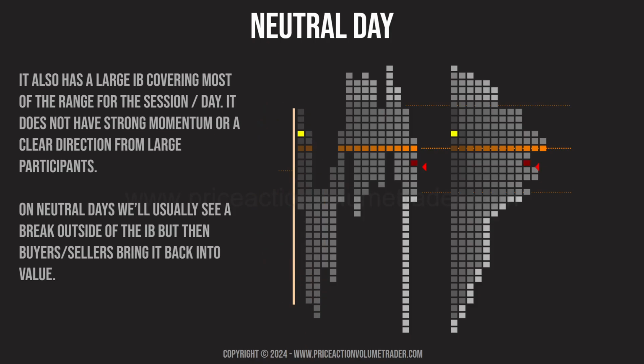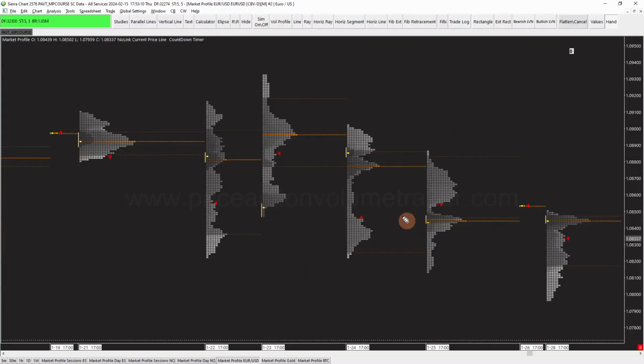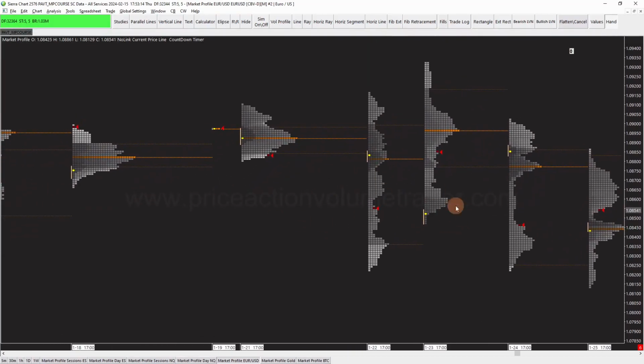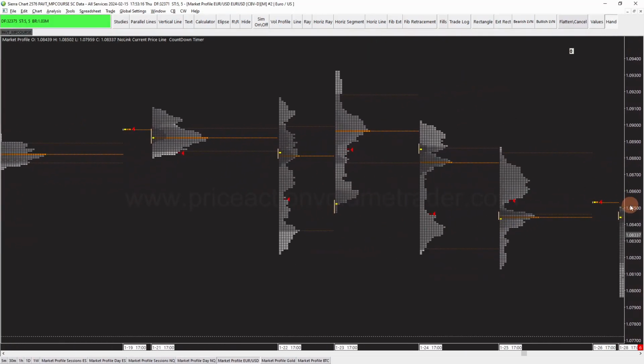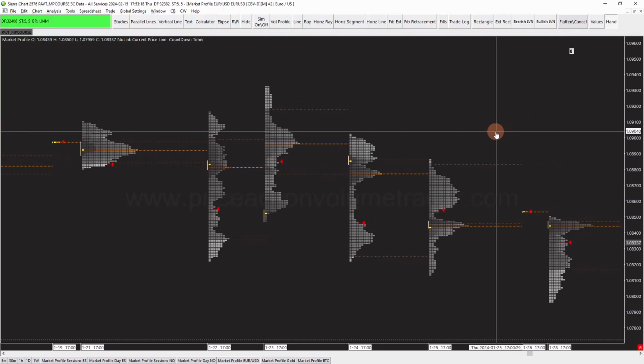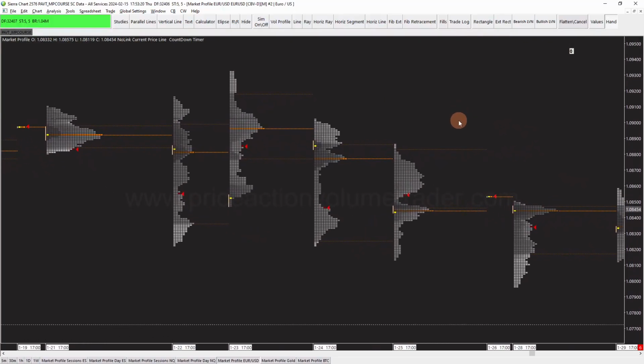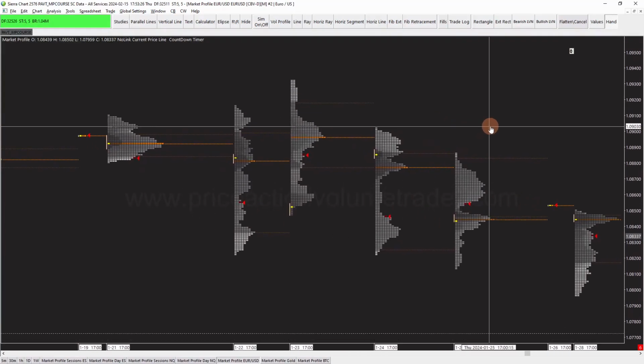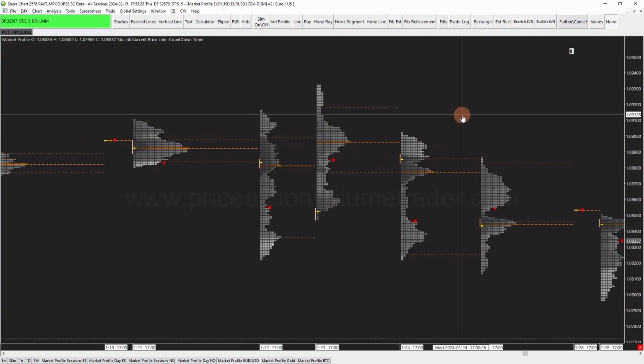But when we're talking about markets like, let me go here into our trading platform in Sierra. When we talk about markets like Forex or crypto, these are markets where the initial balance is formed at a time when there's actually very little activity.